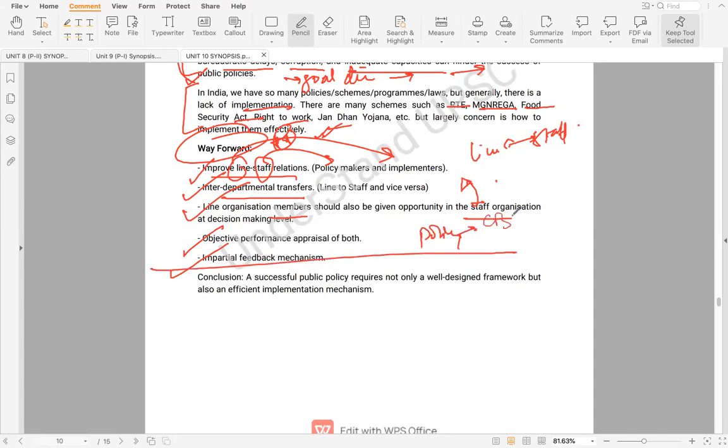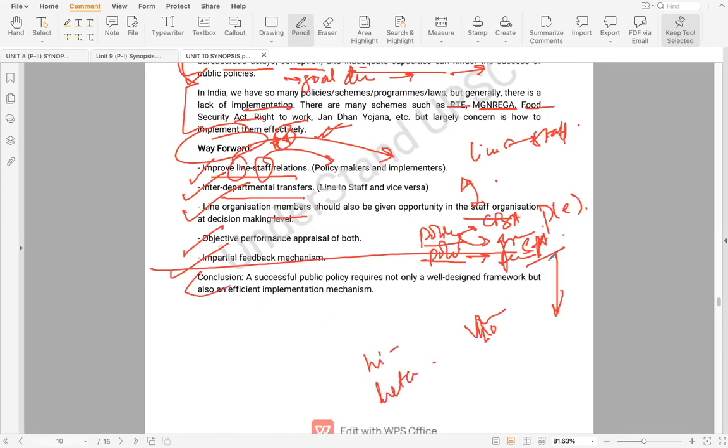So you have to look at cost benefit analysis. You have to look at the ground realities, take a social audit, and look at program evaluation measures in public place. For policy implementation, talk about the sensitivity training needed for bureaucracy, talk about the change in structures and attitudes and behaviors, moving away from vertical hierarchy to horizontal hierarchy. So moving away from hierarchy to heterarchy, etc. Conclusion: a successful public policy requires not only a well-designed framework, but also an efficient implementation mechanism.